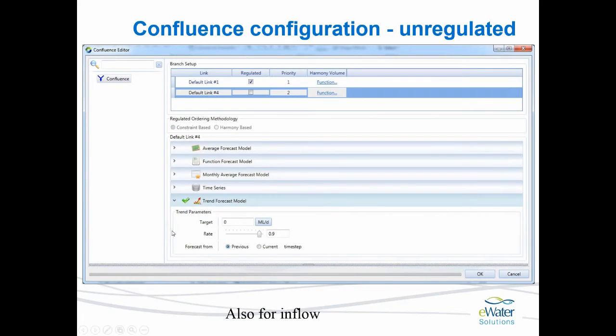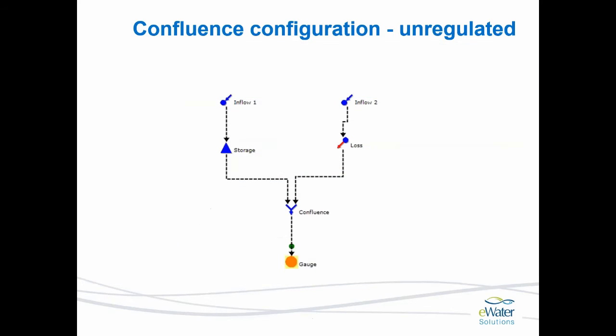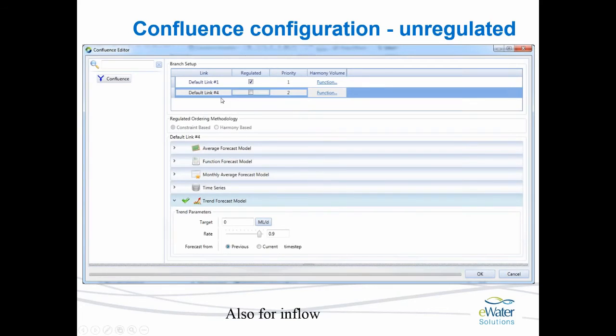And you can forecast either from the previous time step or the current time step. In daily models, we generally forecast from the previous time step. So you can see in this example, the confluence will forecast that the inflow from the unread trib will be 0.9 of the previous day's time step. Now we also do something similar for inflows. So for example, with these two inflows, we can forecast what the inflow will be in the next time step. Probably not important in this particular model, but in many cases it is.